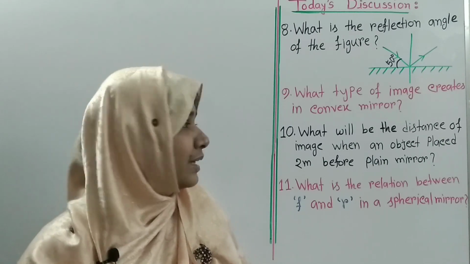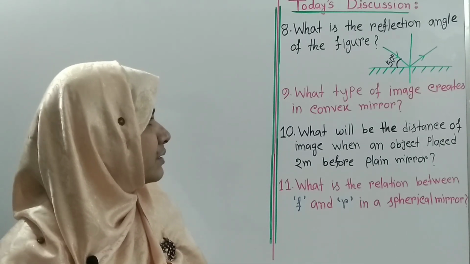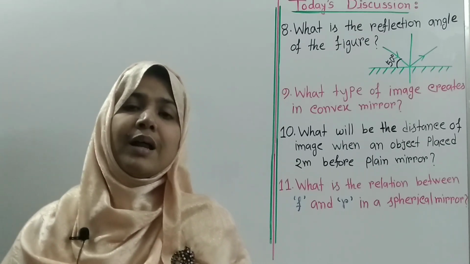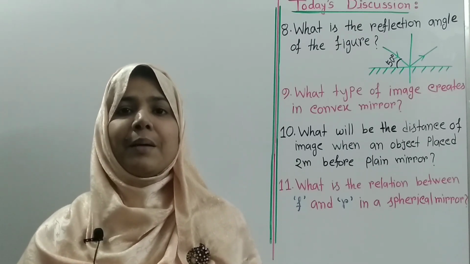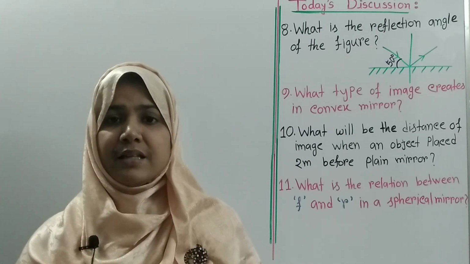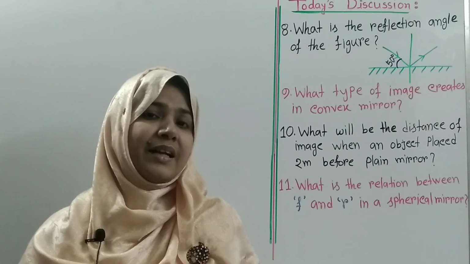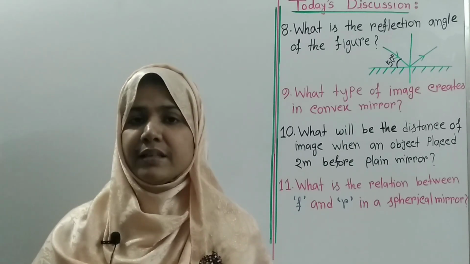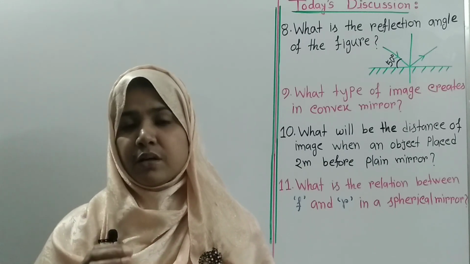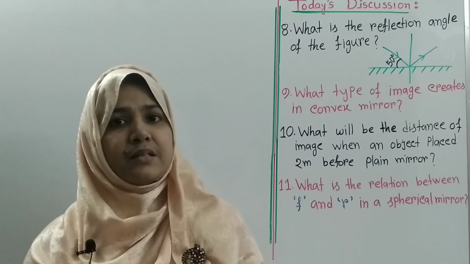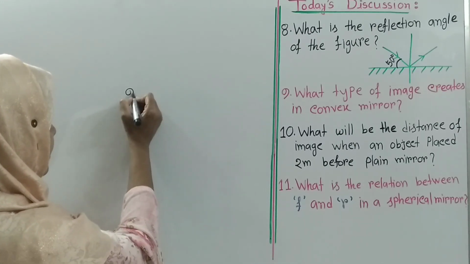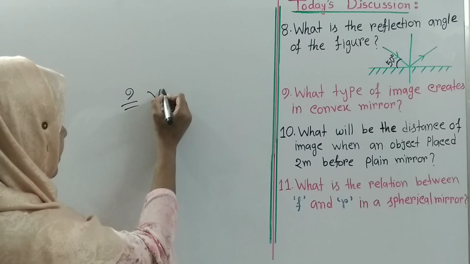Question 9 is, what type of image is created in a convex mirror? You all know that in a convex mirror, light rays are not meeting at a point. They diverge from a point. And as the light rays are diverging from a point, that means the light rays are not actually meeting. That's why in a convex mirror the nature of the image is virtual. So the answer of question 9 is virtual image.